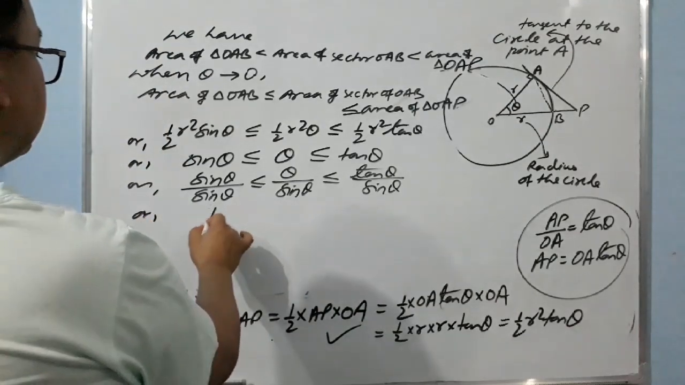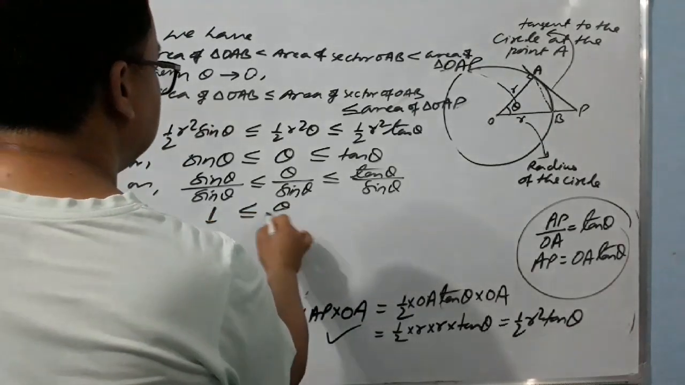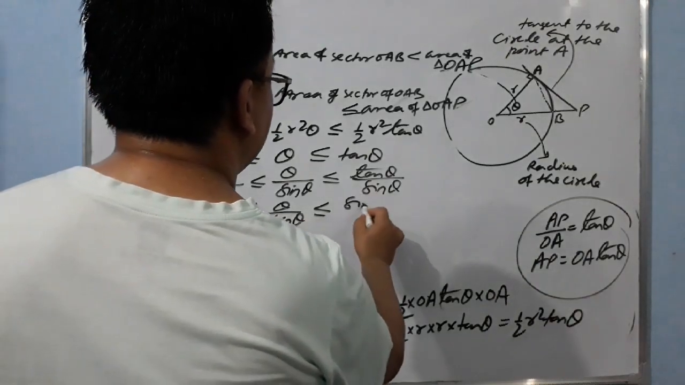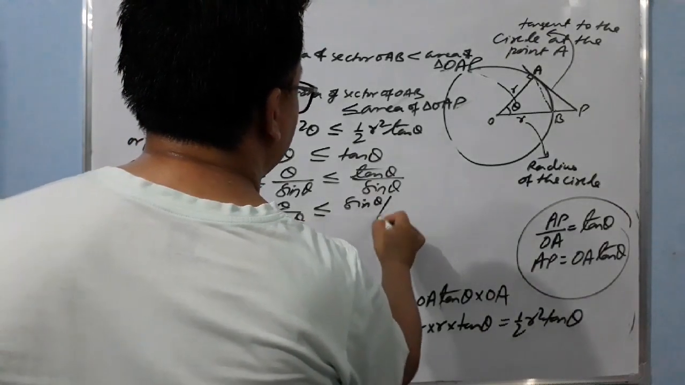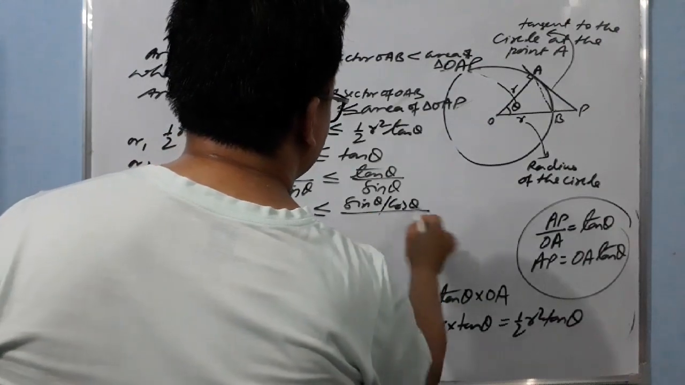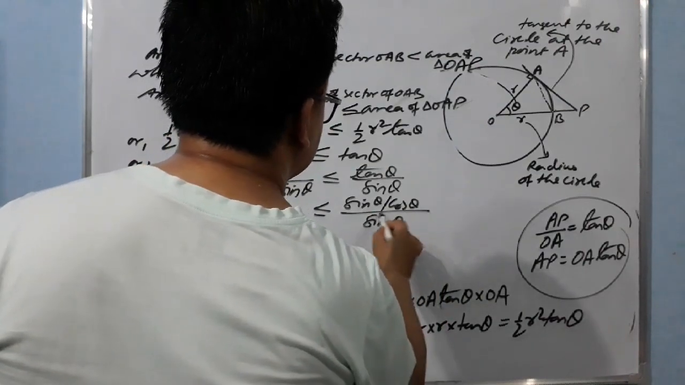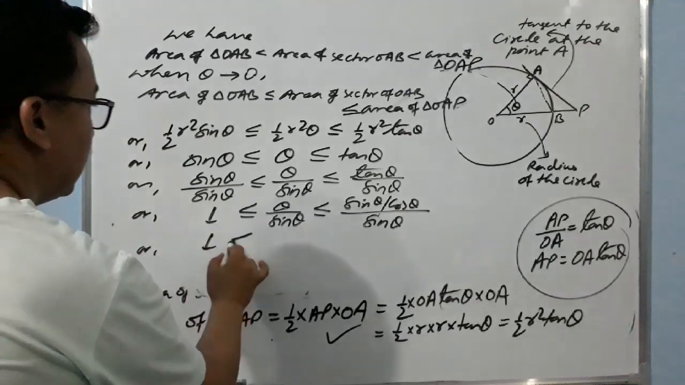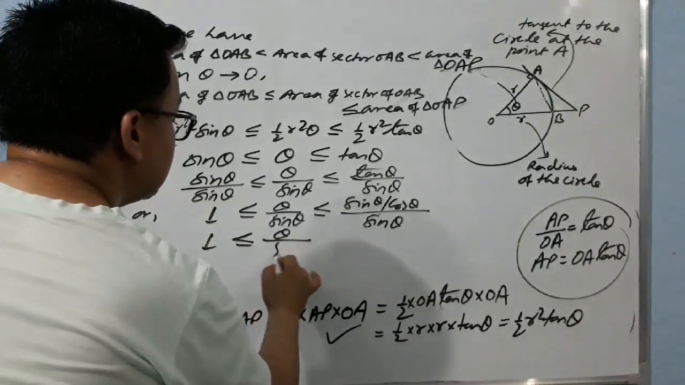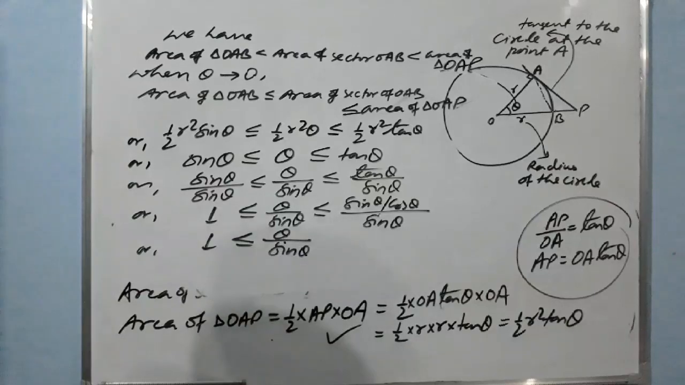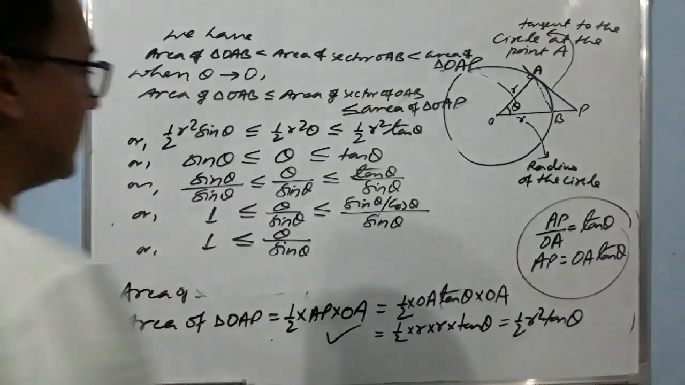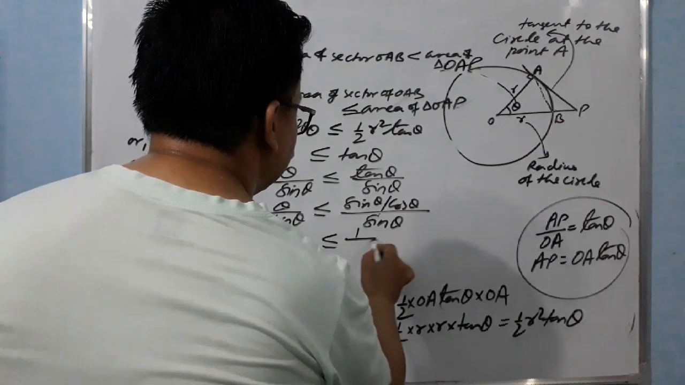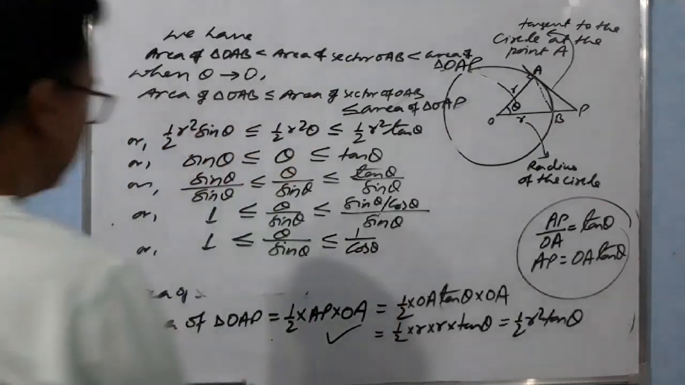Our next step is 1 less than or equal to theta upon sine theta less than or equal to 1 upon cos theta. Okay, sine theta upon cos theta divided by sine theta over sine theta, we can write it like this way. One more step, 1 less than or equal to theta upon sine theta. I think you can see very easily, sine theta gets cancelled, and we will get 1 upon cos theta.